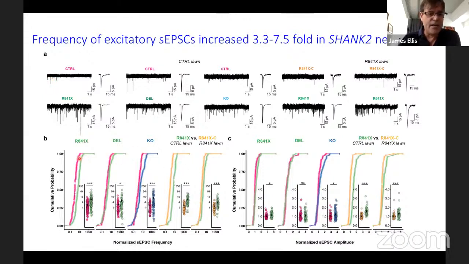So this is again done on these differentially marked cells within the same well, and you can see that in each case the EPSC frequency is up, even when they're grown on the mutant lawn of neurons, and the amplitude is also up, with one exception here being this here. So the frequency of the activity is increased really quite dramatically in the SHANK2 neurons, up to almost 8-fold.